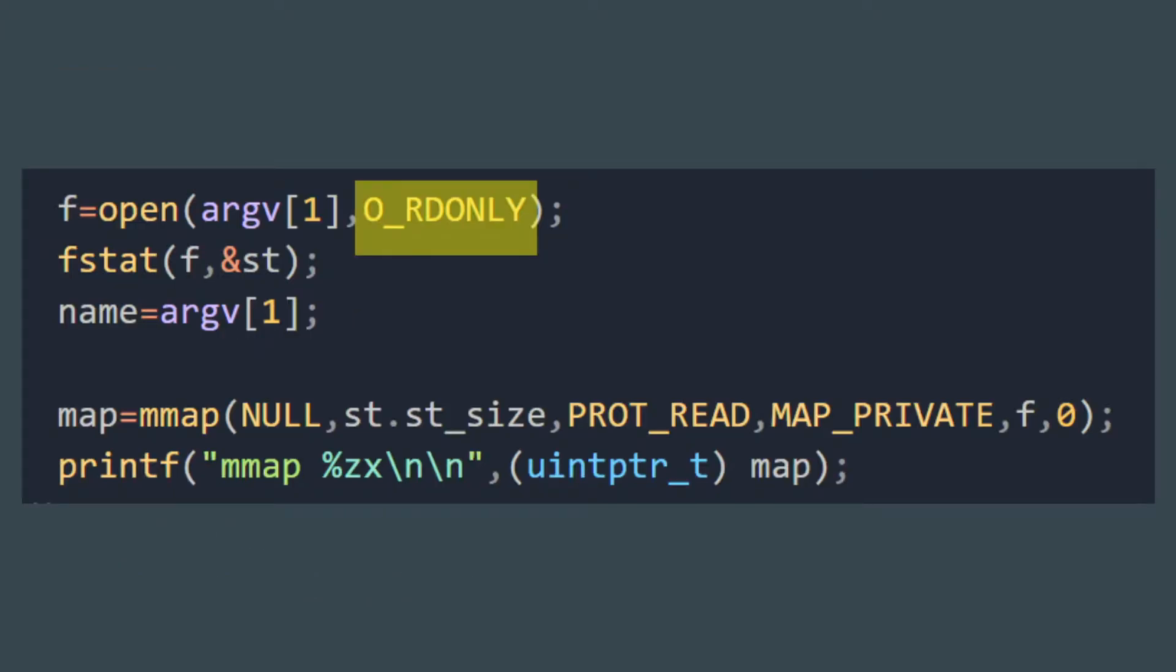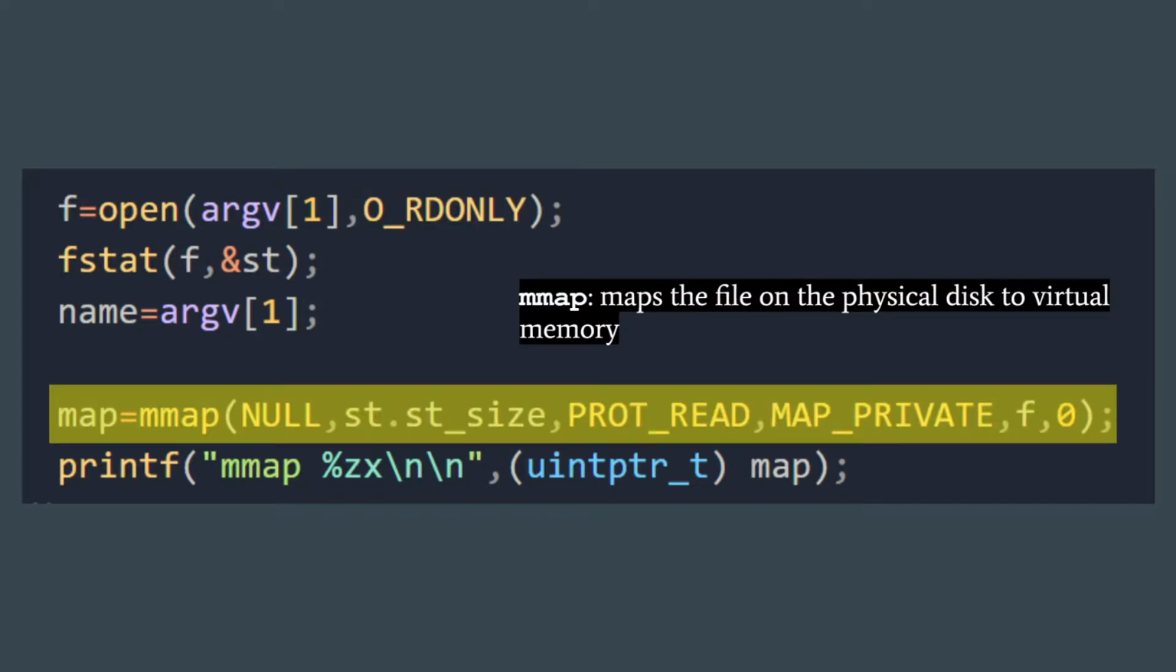Diving straight into the code, we see an open call. We open a read-only file, and also notice the flag O_RDONLY. If we were to pass in a different flag, we would get a permission error. Next, let's take a look at mmap. mmap maps a physical file on the disk to our virtual memory.